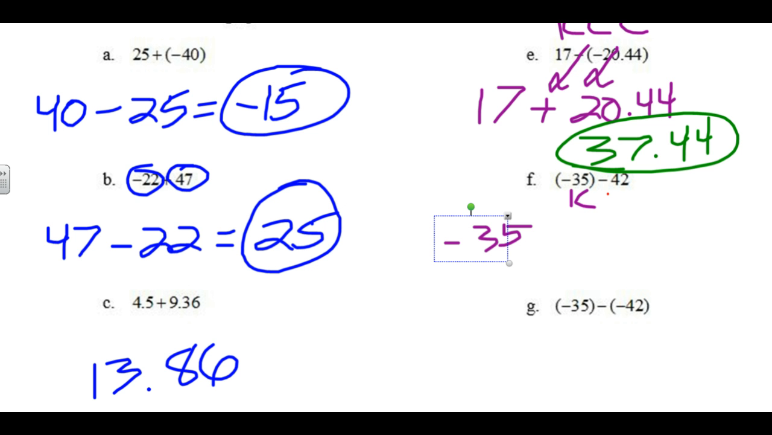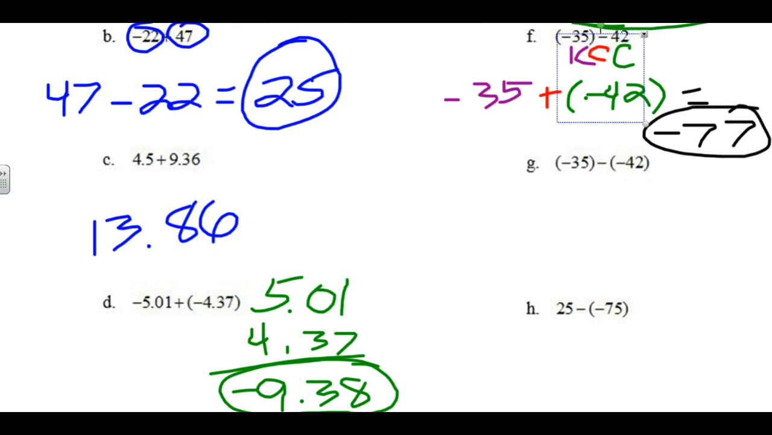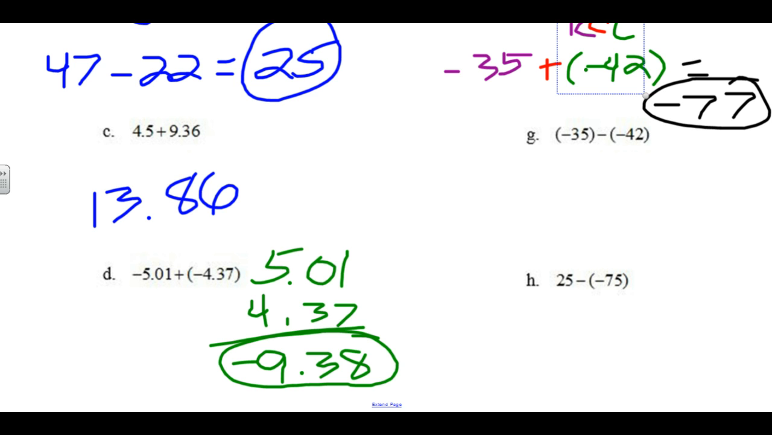We're going to change the operation to addition, and we're going to change a positive 42 to a negative 42. Now, both of these numbers are negative, and we're adding, so we're going to add together their absolute values. 35 plus 42 is 77, but it's a negative 77 because both numbers are negative. Moving on to letters G and H, again, keep, change.